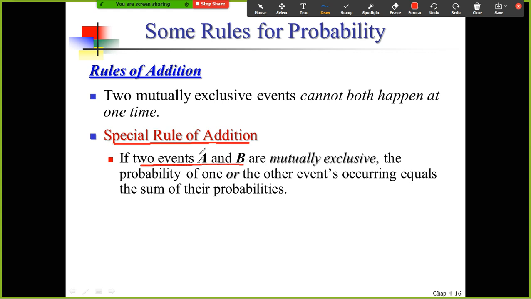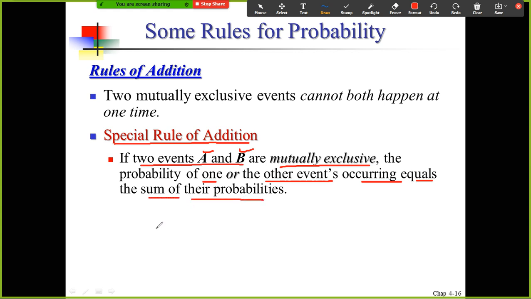Suppose that we have event A and event B. If 2 events A and B are mutually exclusive, as I just explained earlier, the probability of one or the other event occurring is equal to the sum of their probabilities.